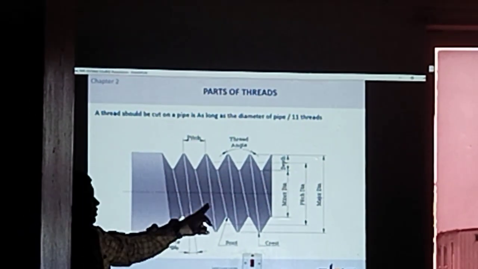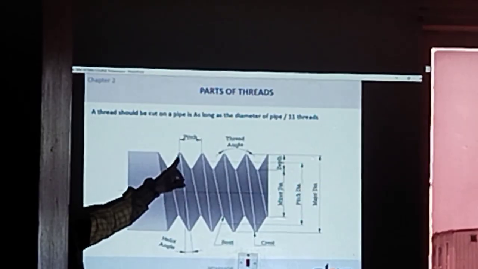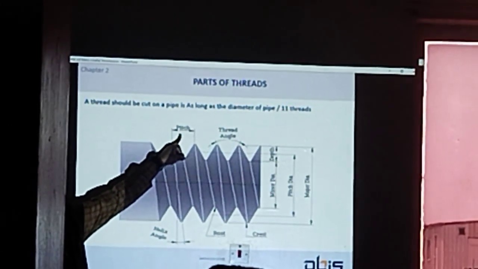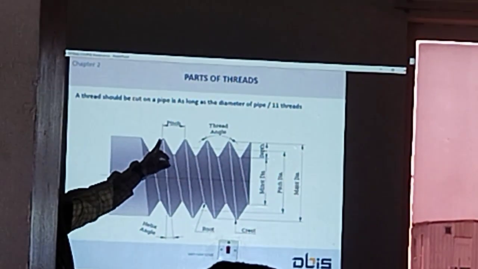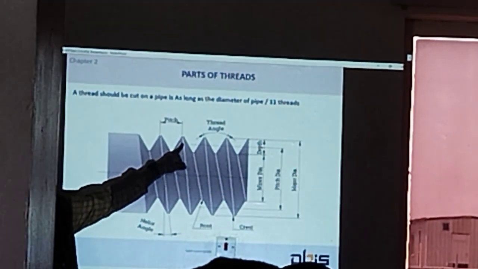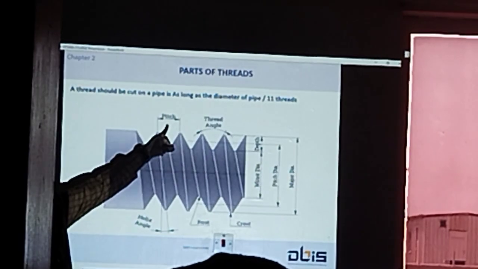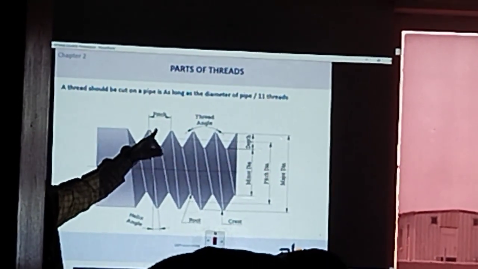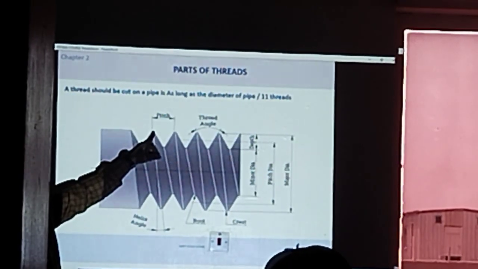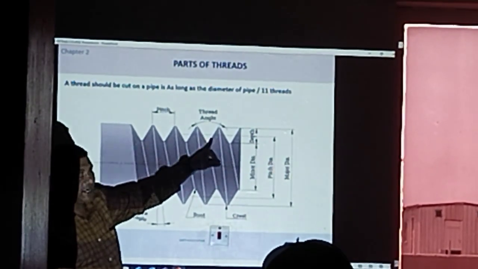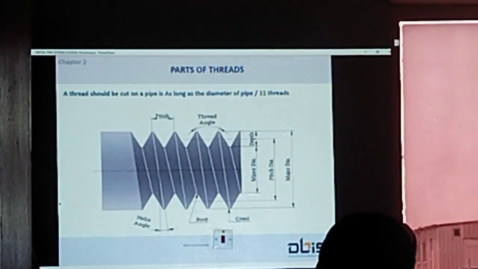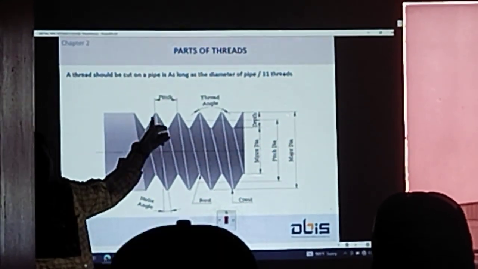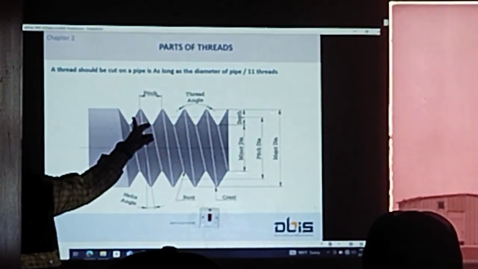Remember, this is called thread. The distance between one thread to another thread is called pitch. Most of them are asking about this. Clear? Pitch, especially for fabricators. This is called thread angle. Mostly remember these two: thread angle and pitch. Distance between one thread to another thread is called pitch.